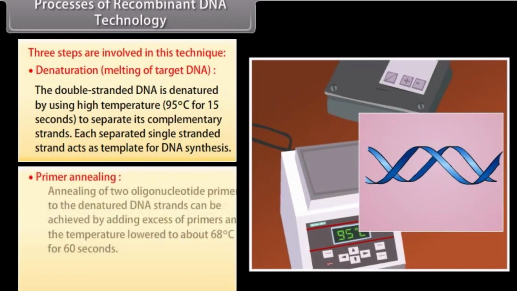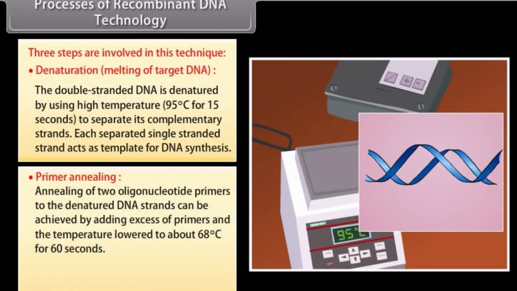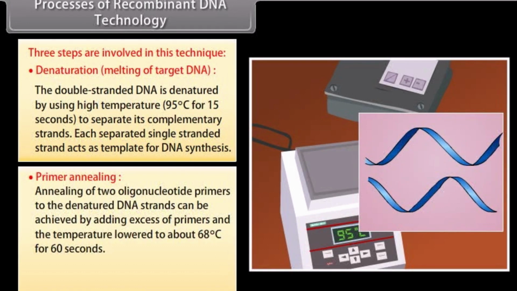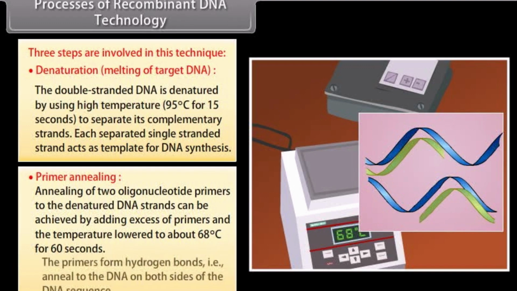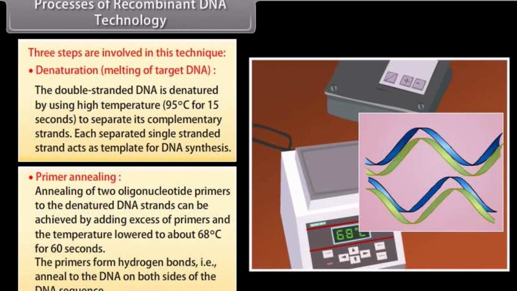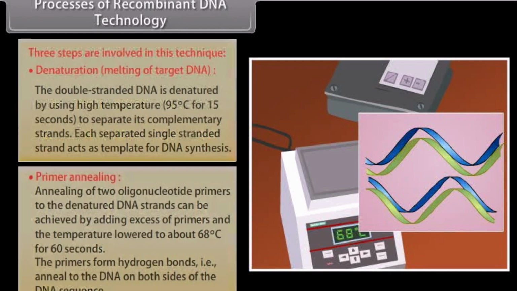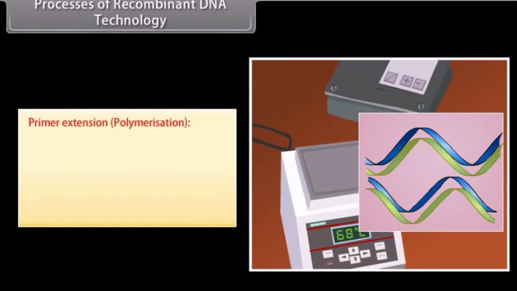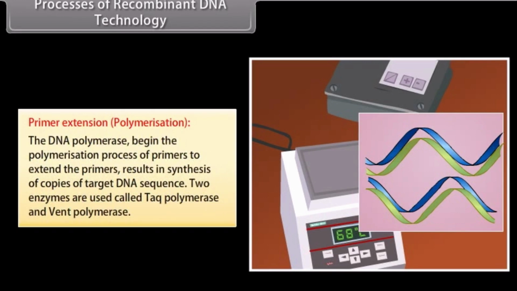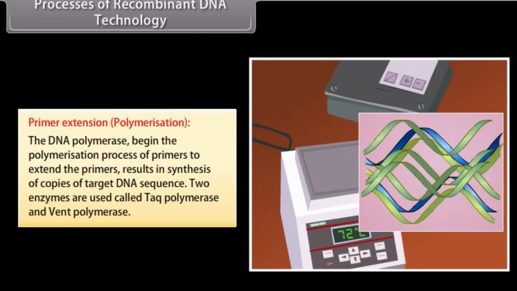Primer annealing. Annealing of 2 oligonucleotide primers to the denatured DNA strands can be achieved by adding excess of primers and the temperature lowered to about 68 degrees Celsius for 60 seconds. The primers form hydrogen bonds, that is, annealed to the DNA on both sides of the DNA sequence. Primer extension, polymerization. The DNA polymerase begins the polymerization process of primers to extend the primers, which results in synthesis of copies of target DNA sequence. Two enzymes are used called Taq polymerase and Vent polymerase.